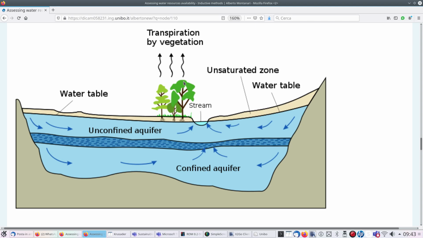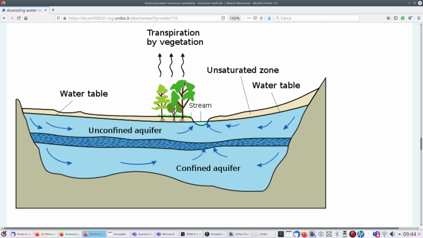And both porosity and permeability can vary in space, which makes the aquifer heterogeneous. And in order to understand how much water is there, and therefore how much water we can take, we need to estimate the spatial variability of both porosity and permeability. So you understand, it's complicated.